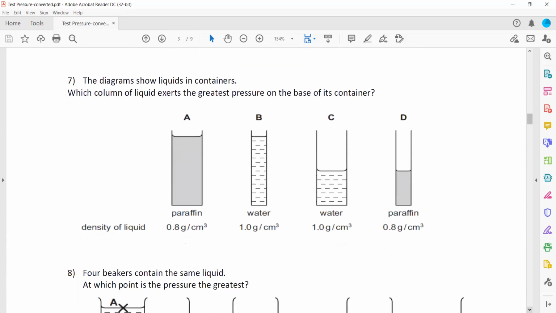The diagram shows liquid containers. Which column of a liquid exerts the greatest pressure on its container? The pressure exerted by the liquid increases with the density and increases with the depth.